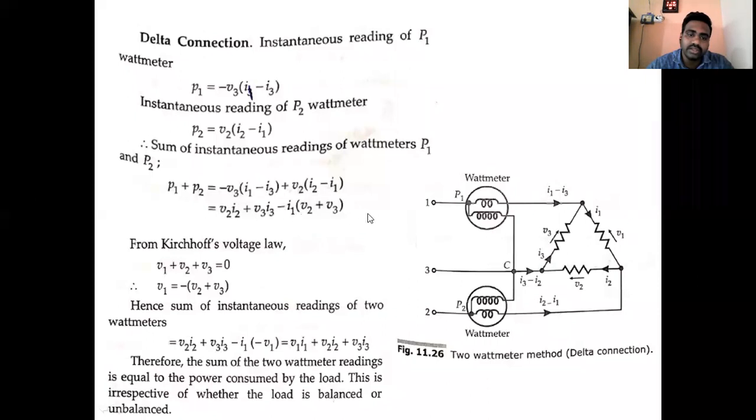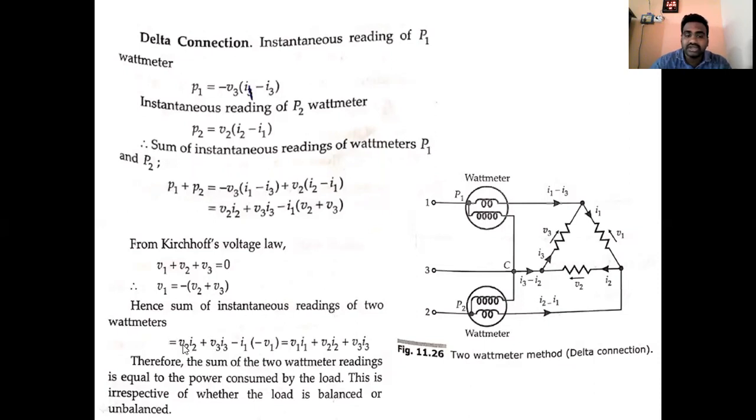In the previous star connection, we analyzed the network with the help of Kirchhoff's current law. Now we are analyzing the network with the help of Kirchhoff's voltage law. What does Kirchhoff's voltage law say? V1 plus V2 plus V3 is equal to 0. From that, V1 is equal to minus (V2 plus V3).